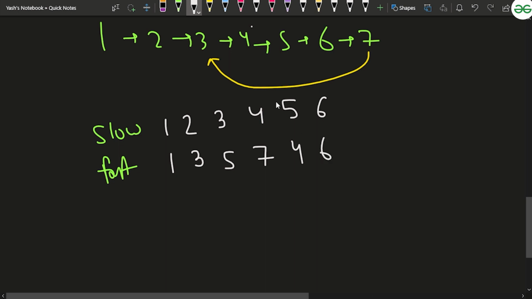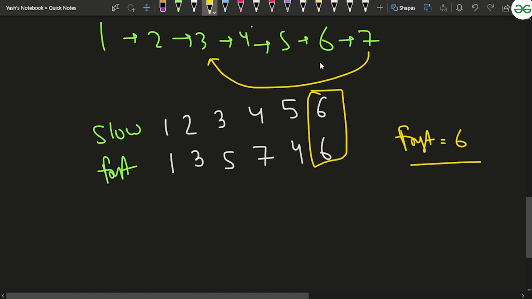You can see that 6 is the intersection point of both. So I'll say, let's fix my fast at this particular node 6 only. And after that my slow will move. I'll mark my count as 1 because at least one node is there inside the loop.